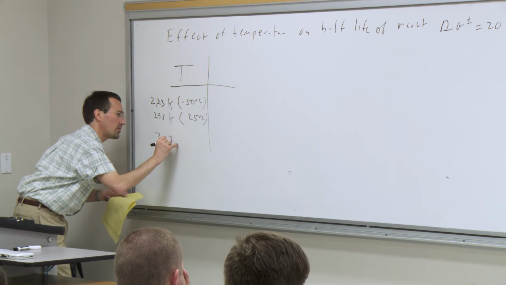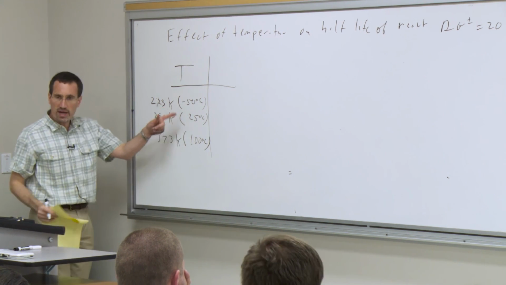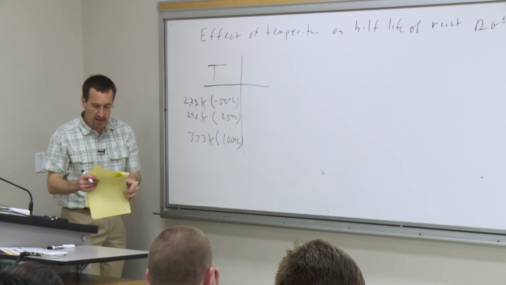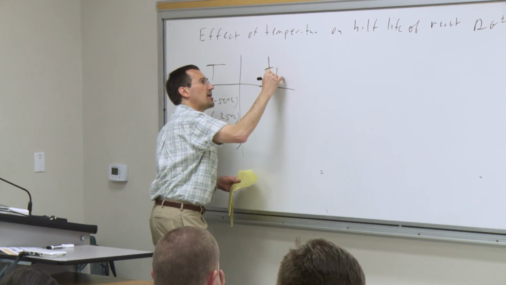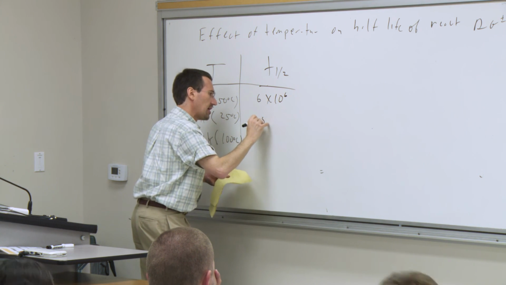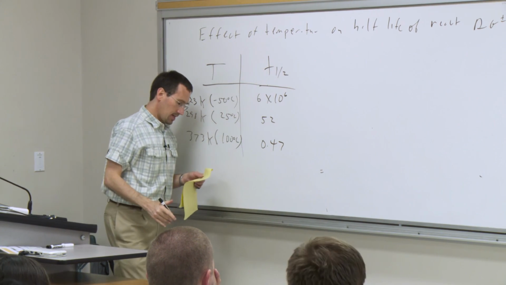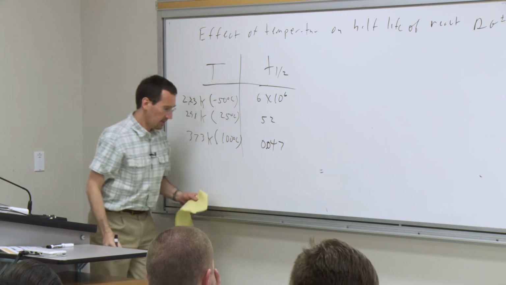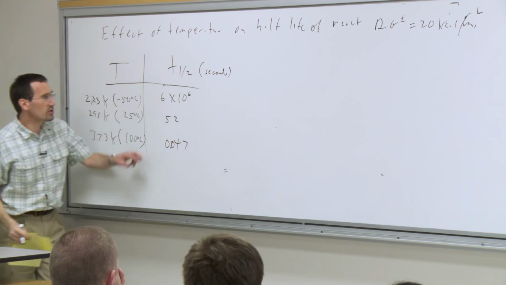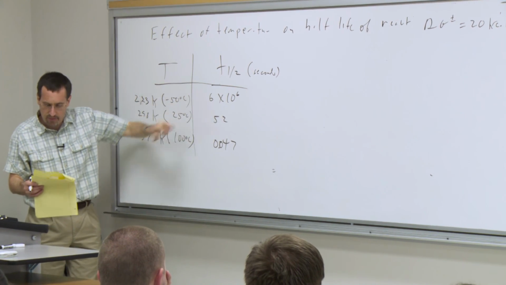And I took 373 Kelvin, 100 degrees Celsius. This might represent a range of temperatures at which you could run a reaction. A little bit above dry ice temperature, room temperature, boiling water. And I calculated again, T1/2. We get 6 times 10 to the 6th, 52, and 0.047 seconds. In other words, basically 50 degrees, as we saw with the AIBN reaction, makes a heck of a big factor.